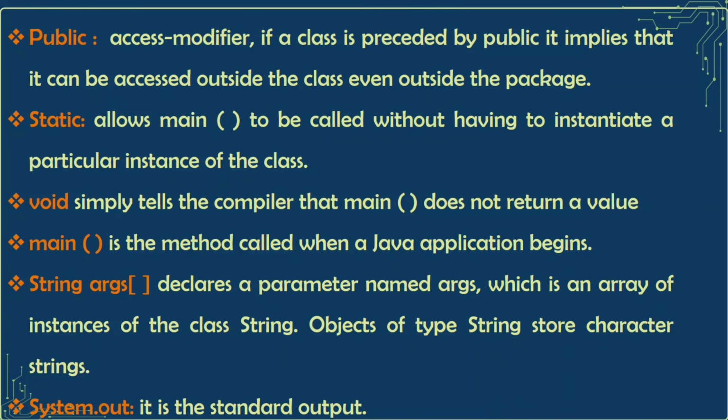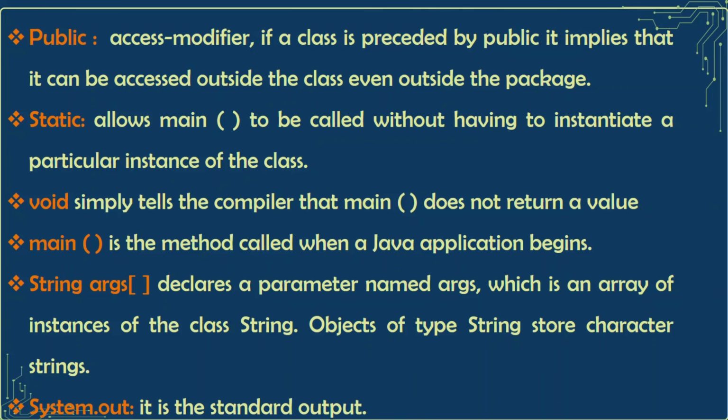We have the keyword public. It can be used to precede an instance variable, class, and method. So if a class or a method or an instance variable is preceded by the keyword public, it implies that it can be accessed inside the class, outside the class, inside the same package, even outside the package. This is the least restrictive access modifier, because we have four types of access modifiers, and this is the least restrictive one.